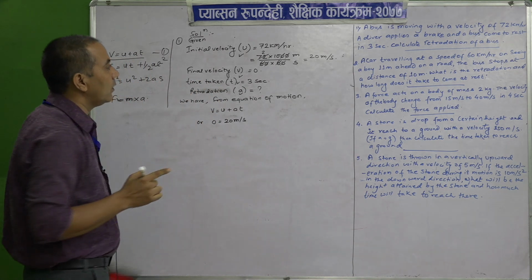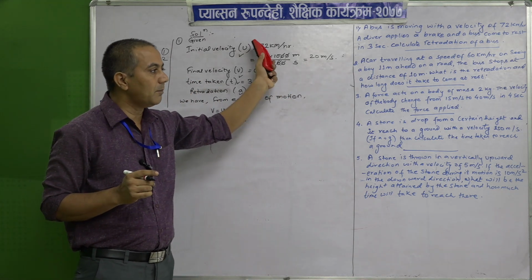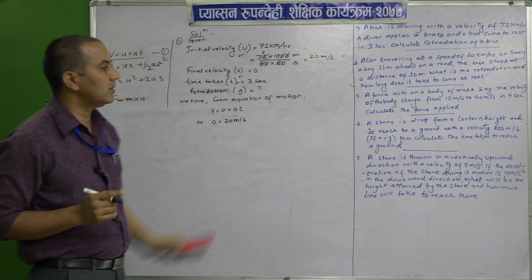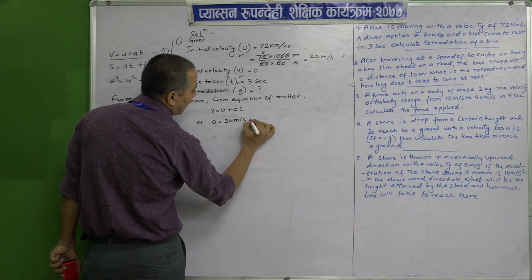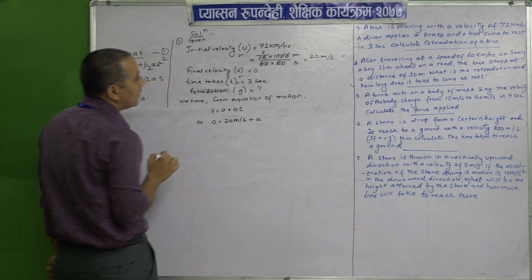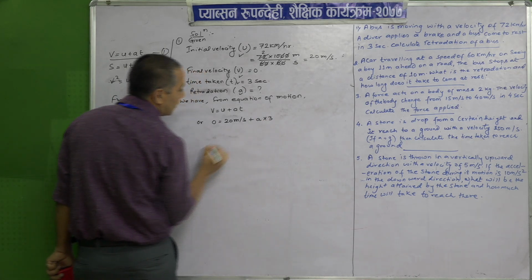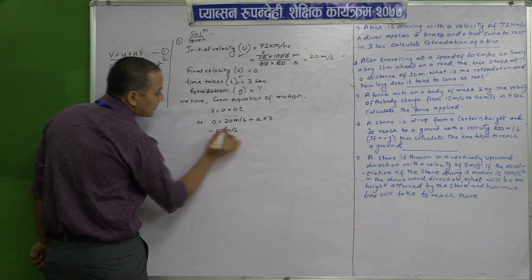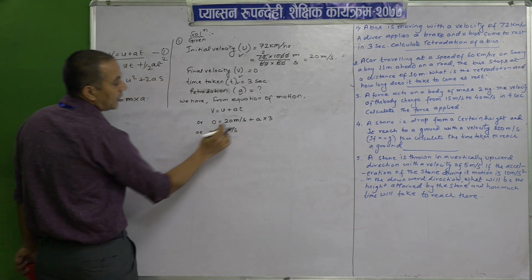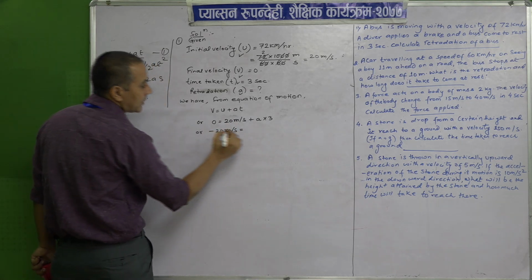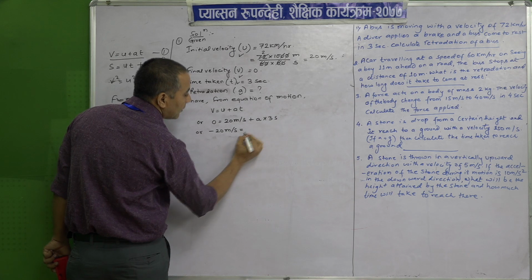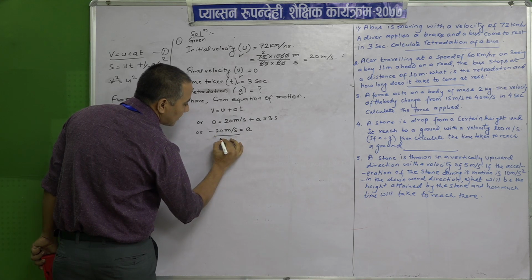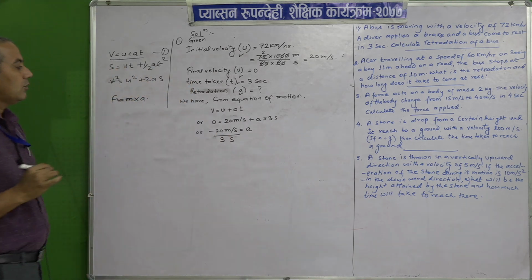Most of the students will get confused. They will write the same as given, kilometer per hour. So, you must be clear that you should change into the SI unit. Then a, acceleration, times time taken, how much? 3. So, let us take this to this side: 0 minus 20 meter per second upon 3 seconds. So, a is what we have to find out, then 3 seconds.